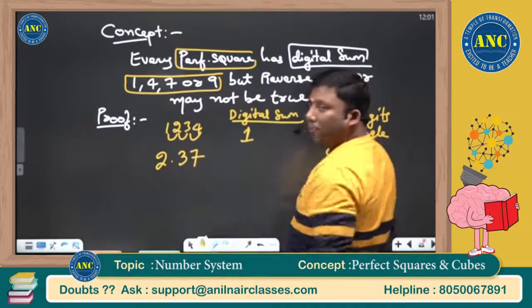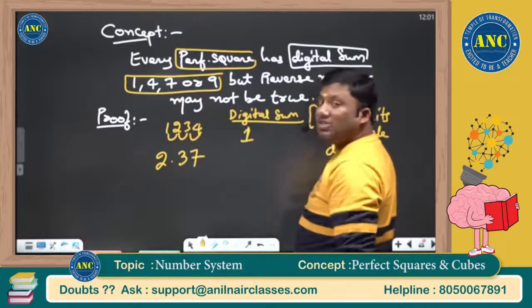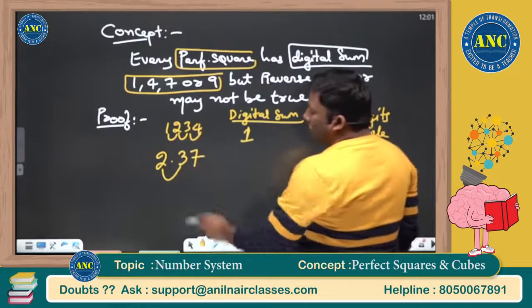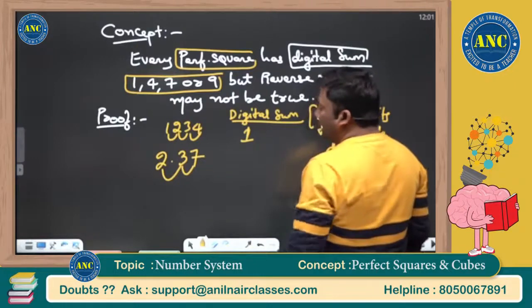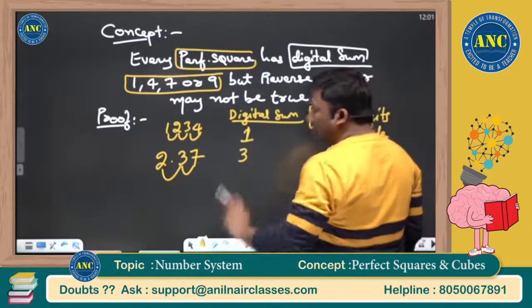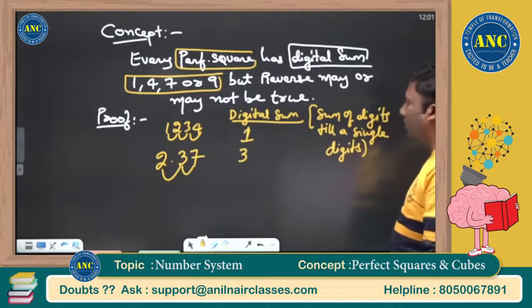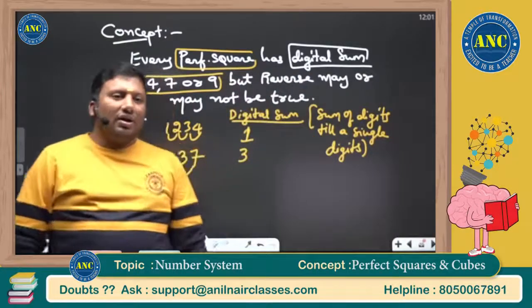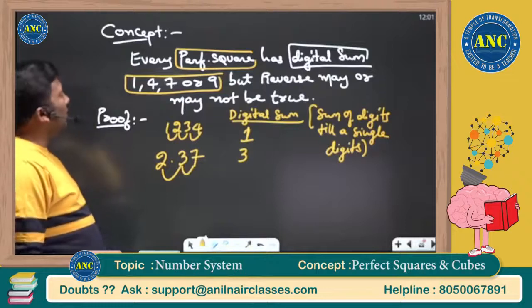2.37. The point is not a digit, so just add the digits. 2 plus 3, 5. 5 plus 7, 12. 12 it is nothing but 3.